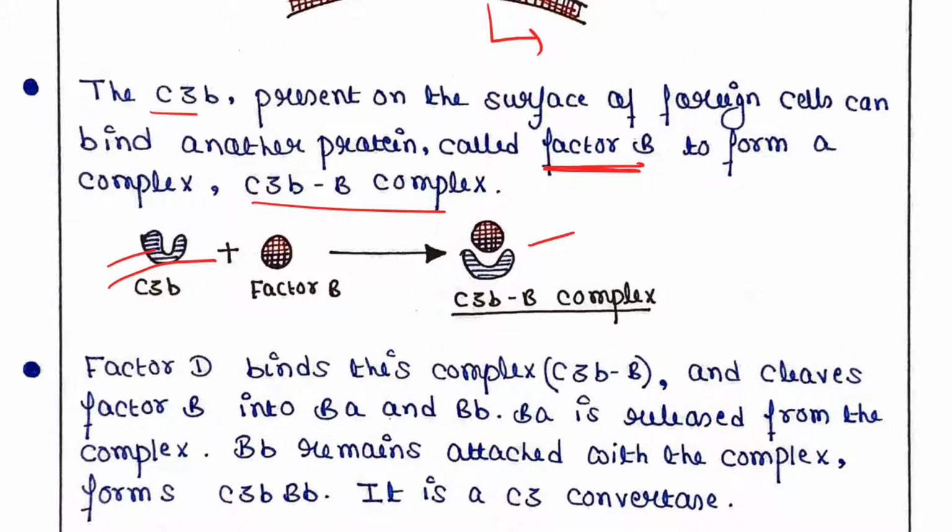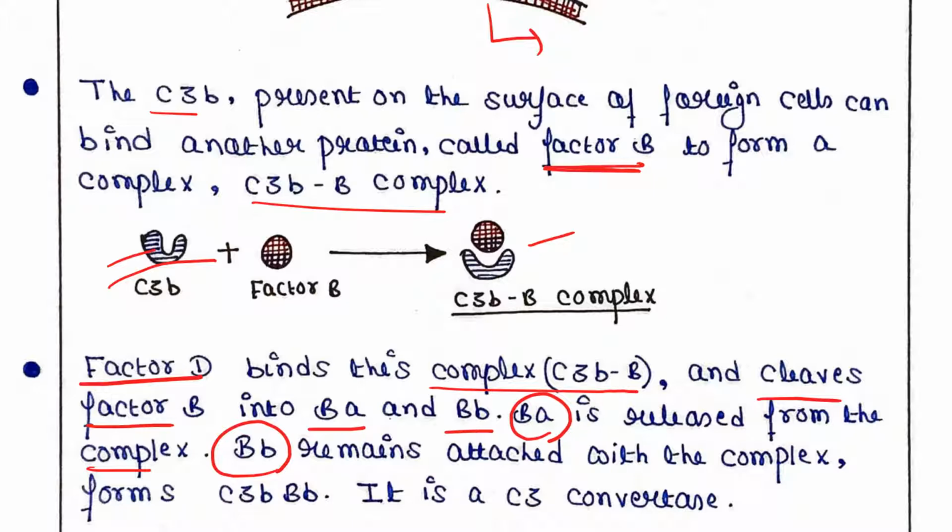Factor D is one more protein. It binds this complex, that means the C3bB complex, and cleaves factor B. So the factor B that was attached with the C3b will now be cleaved by factor D into two fragments, Ba and Bb. Ba is released from the complex, whereas Bb remains attached with the complex.